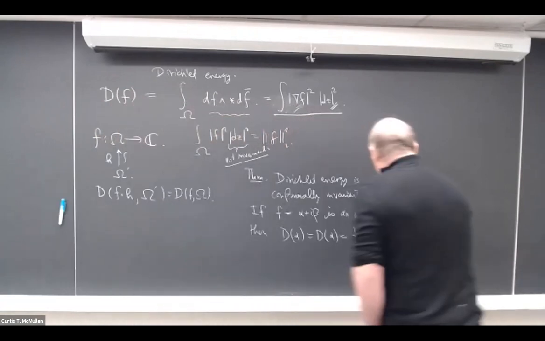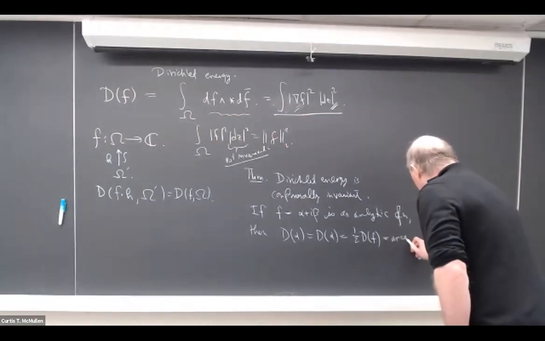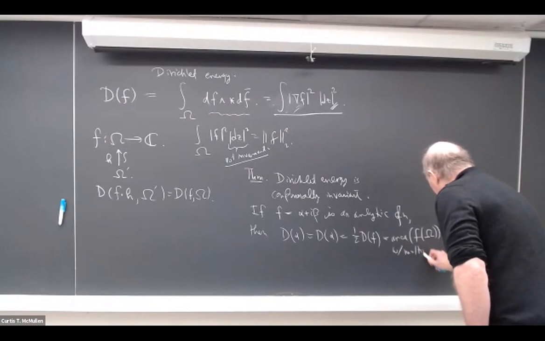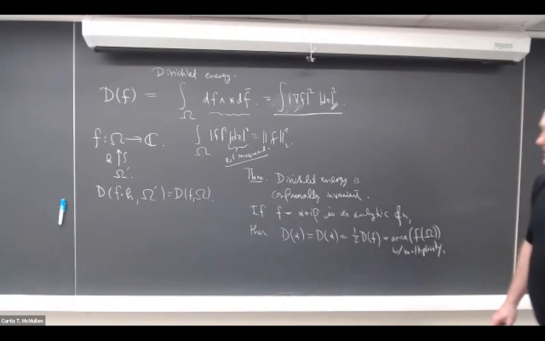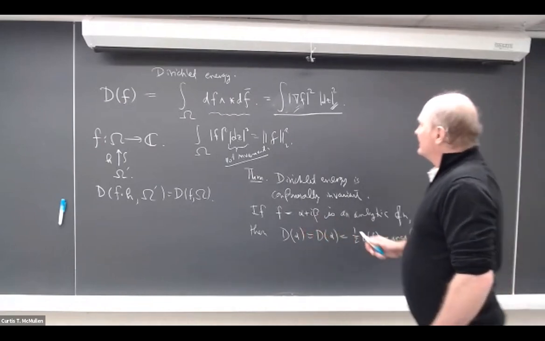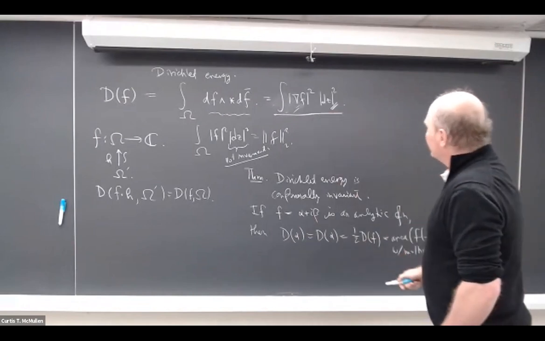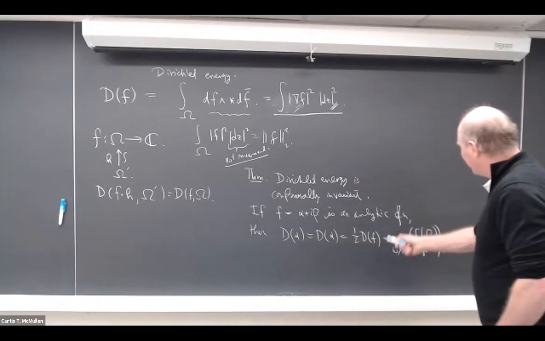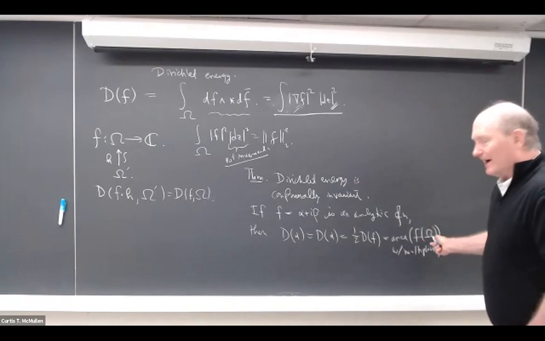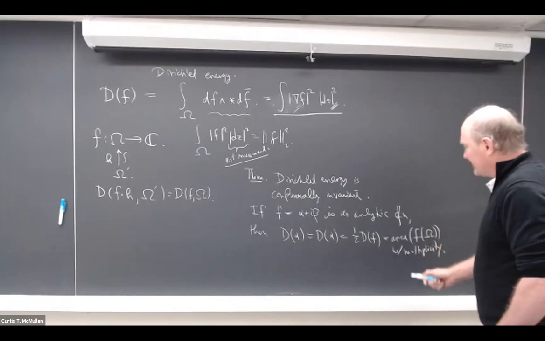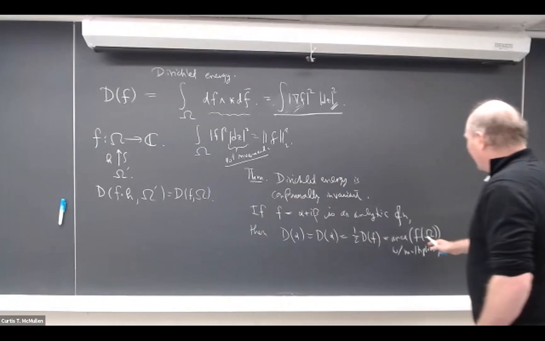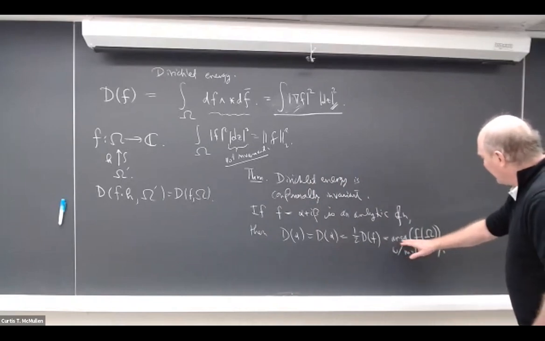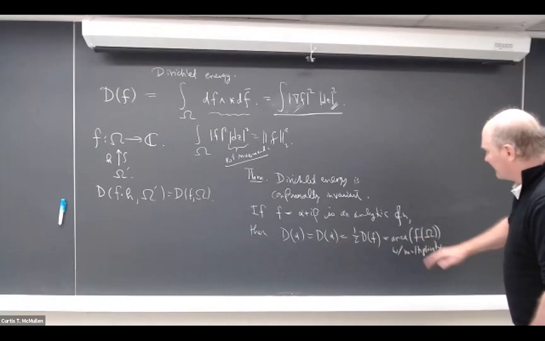And the energy of f turns out to have a very simple expression. It's the area of f of omega counted with multiplicity. So for example, if f is a Riemann mapping, then this integral gives you the same thing as the area of the image of the Riemann mapping. That's the meaning of the Dirichlet energy. If f happened to be 2-to-1, you would get twice the area. If some parts are covered more than once and some parts not, you would get the area weighted by the multiplicity of the fibers of f.